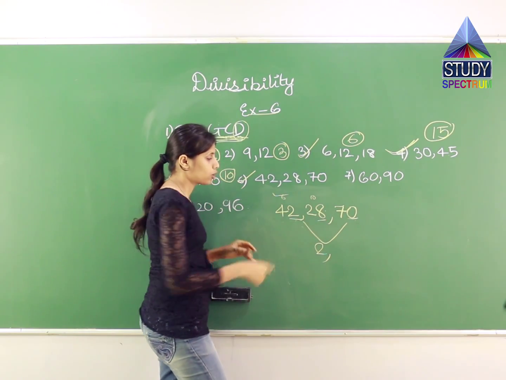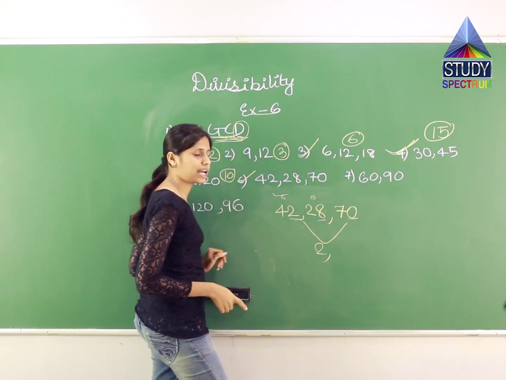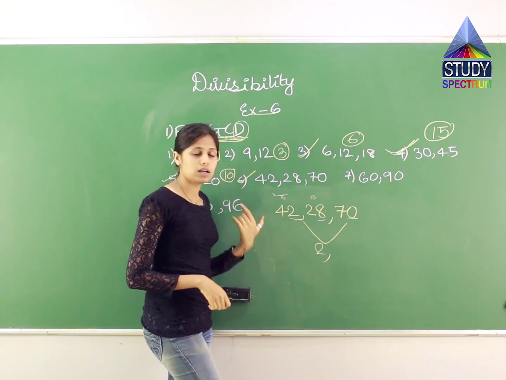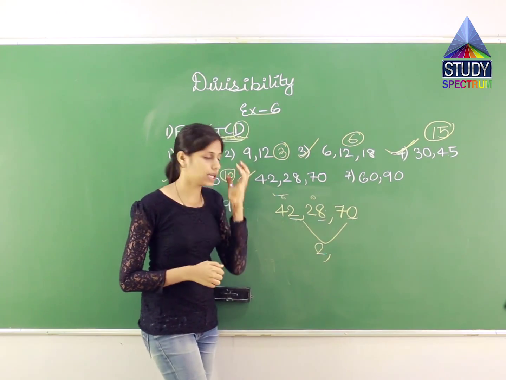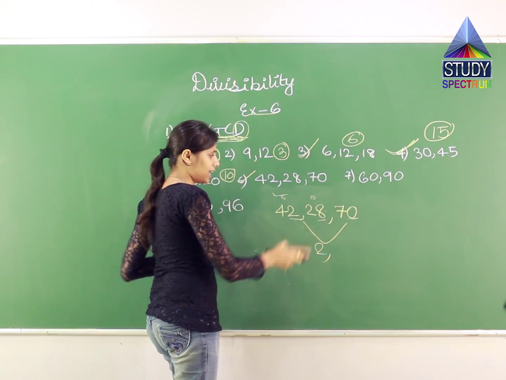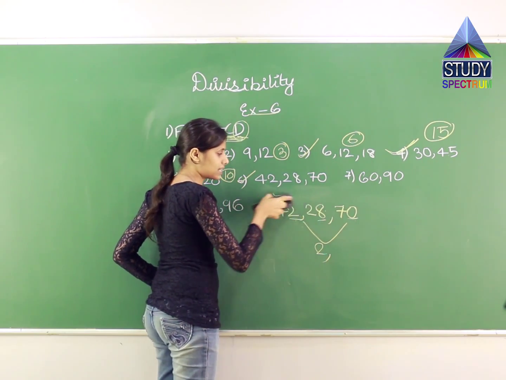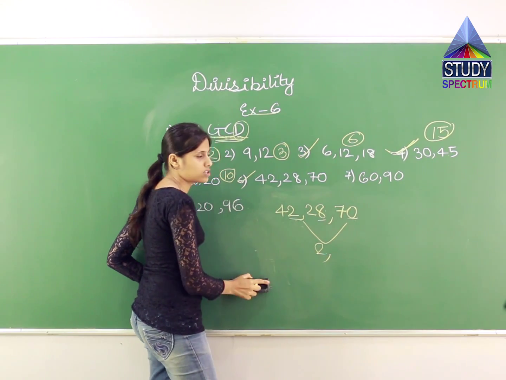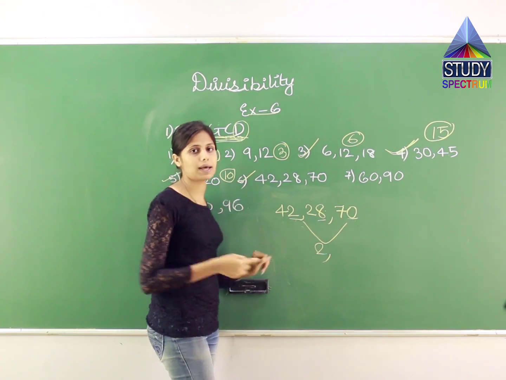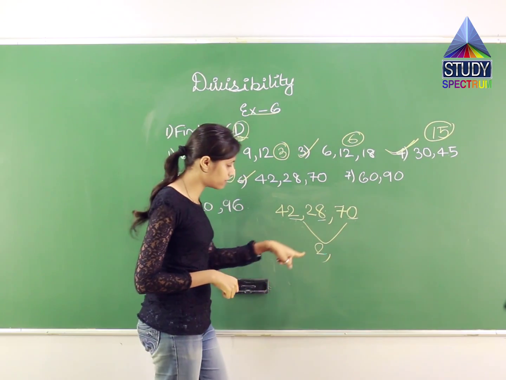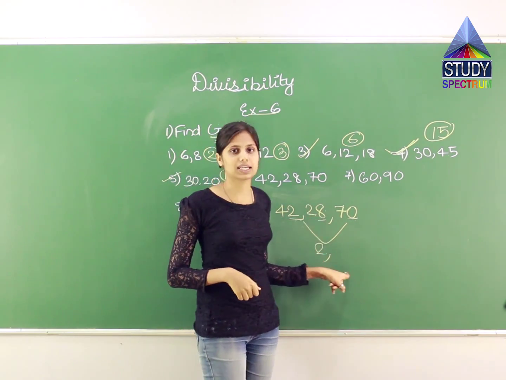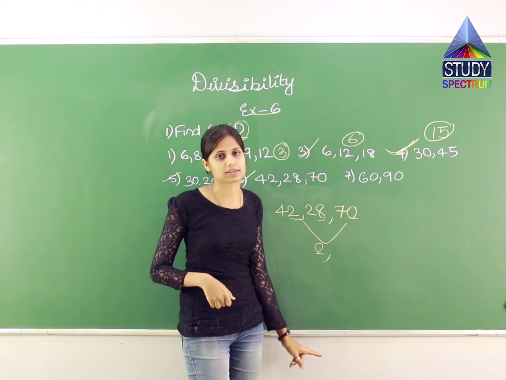But 28 का जब मैं sum find करती हूँ तो मुझे 10 आता है. 10 is not divisible by 3. So 28 is also not divisible by 3. So when 3 भी divisible, ये तीनों number 3 से divisible नहीं है, so there are no chance for these 3 numbers to be divisible by 6, because the test of divisibility says that the number should be divisible by 2 and 3, then it will be divisible by 6.